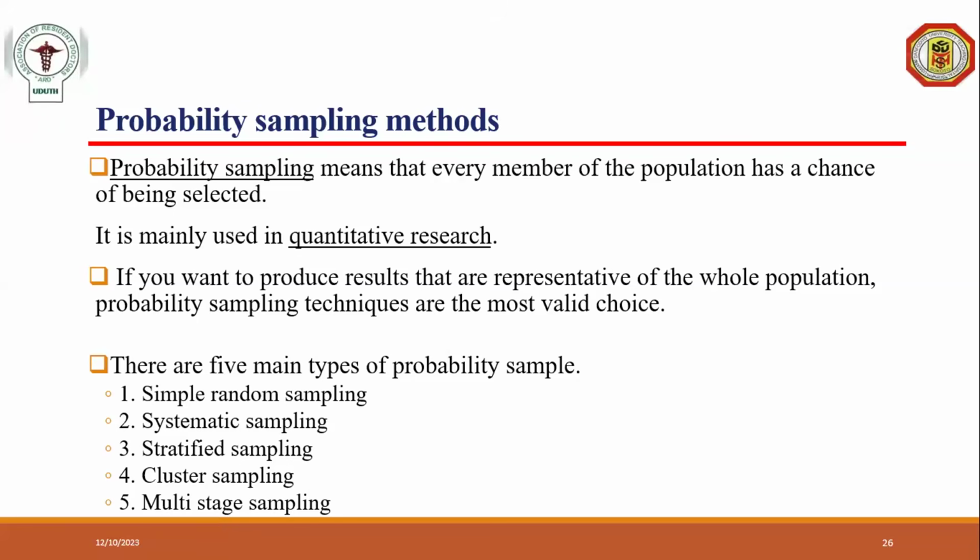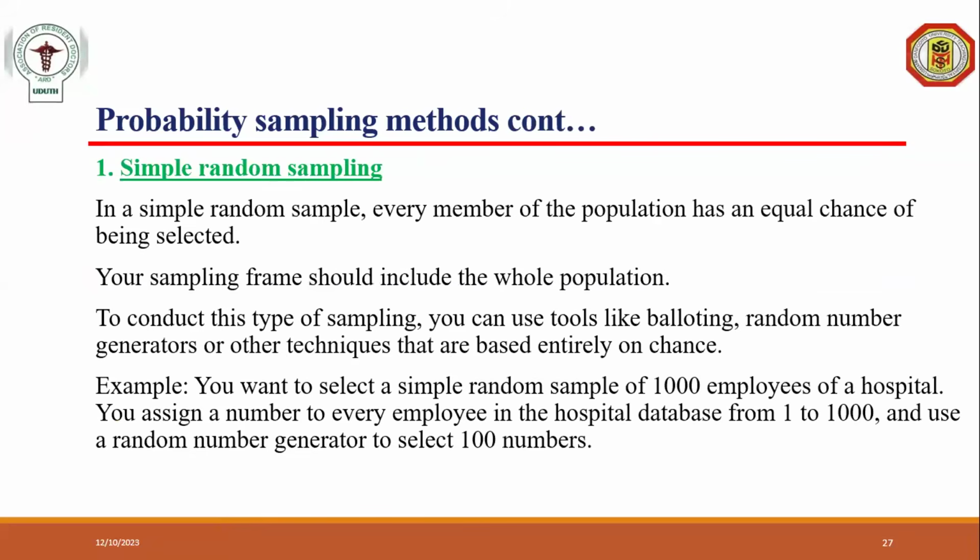This probability sampling technique is also of different types. One, we have simple random sampling. Two, we have systematic sampling technique. We have stratified sampling technique. We have cluster sampling and also multi-stage sampling technique. Simple random sampling is a type of sampling technique where every member of the population has an equal chance of being selected.